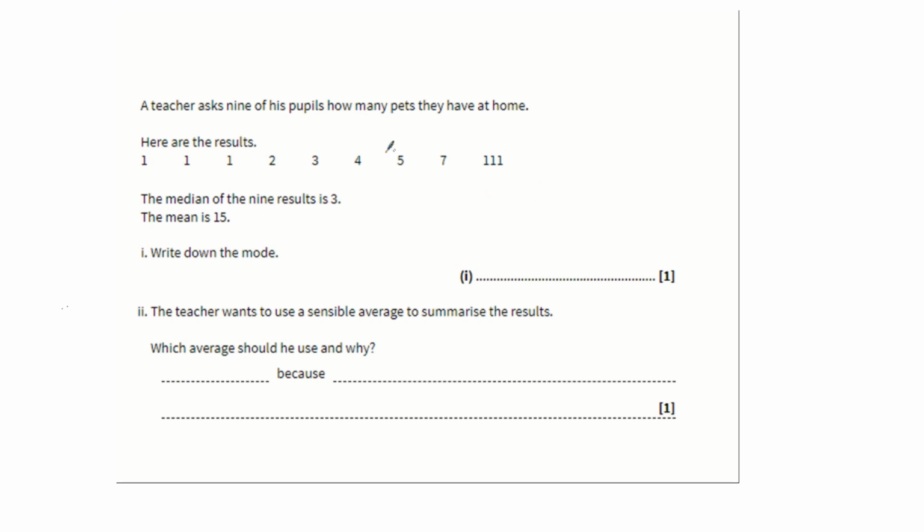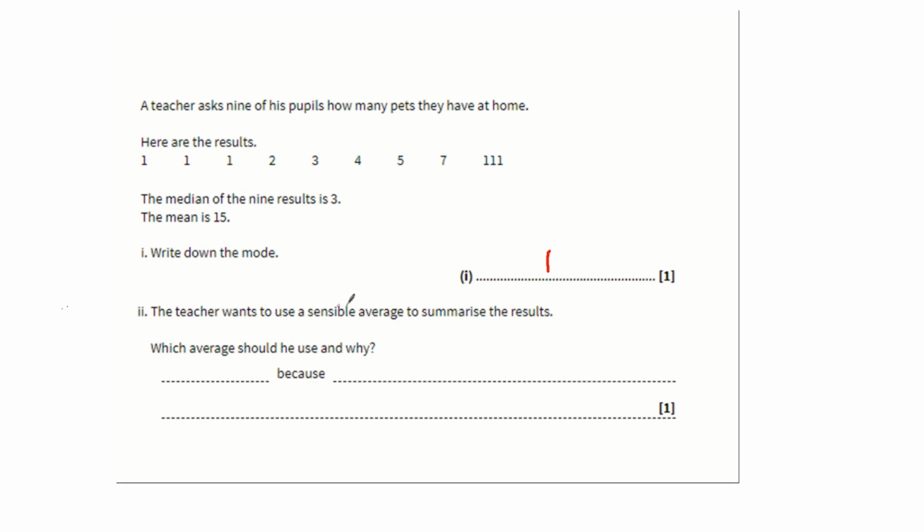Well, I know that the mode is the most common value, so the value that appears the most. I know that there are 3 values of 1 here. There's only one 2, one 3, one 4, one 5, one 7, and one 111. So because there are 3 values of 1, it's the most common value, so I'm going to write 1.